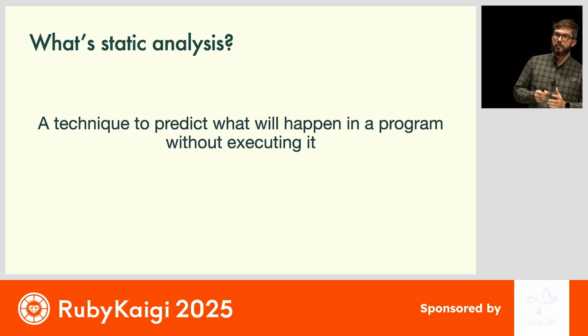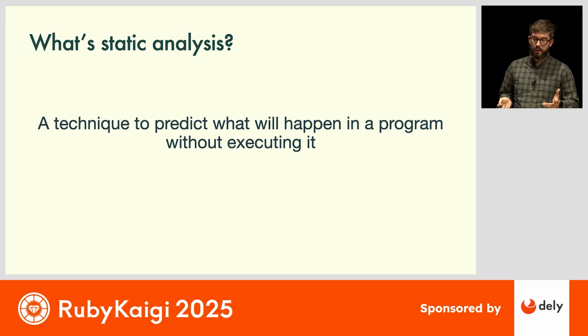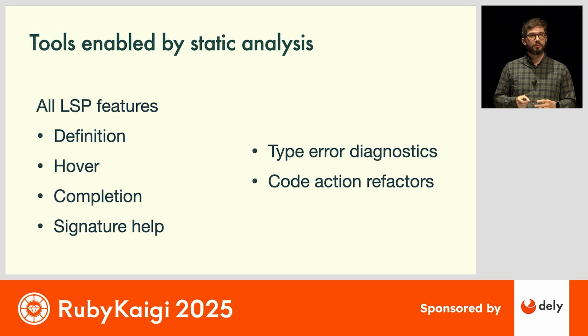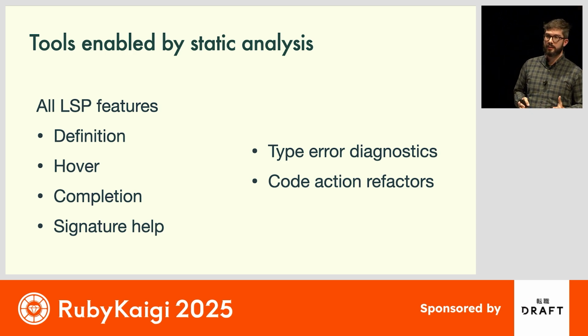So to start, we need to first define what is static analysis and what are DSLs. In the context of Ruby, the best way that I can put static analysis in a single sentence is that it is a technique to try to predict what will happen in a program before you actually execute it, without actually executing it.